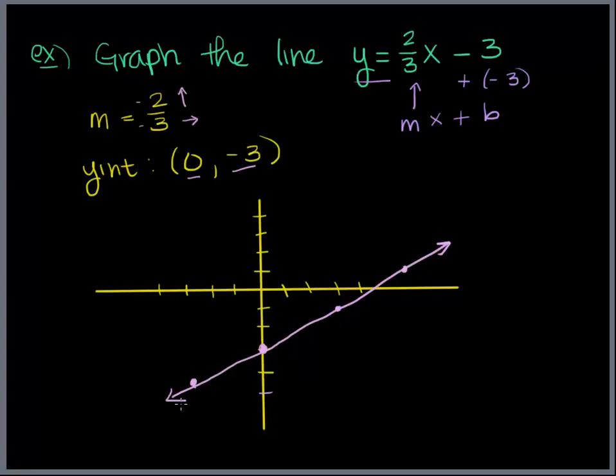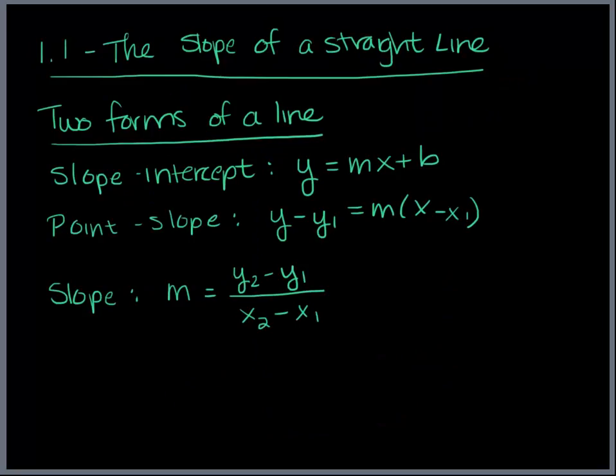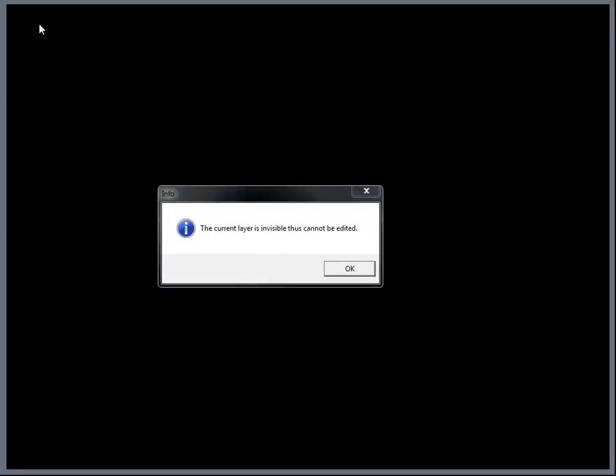Okay, just want to do one more example for you, and then I am going to let you be. So let's take that off. Sorry about that. Let's do layer 3 here. Okay, so now what I want to do is an example for you using point slope form. So let's do an example here.